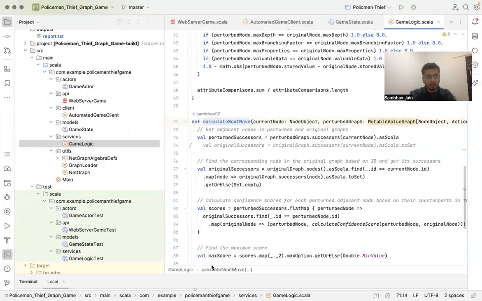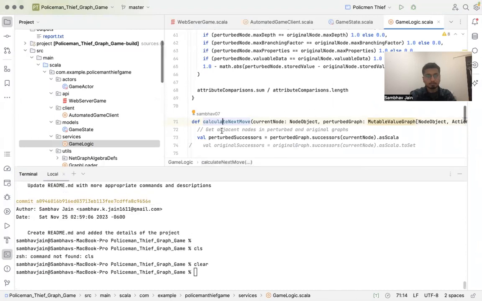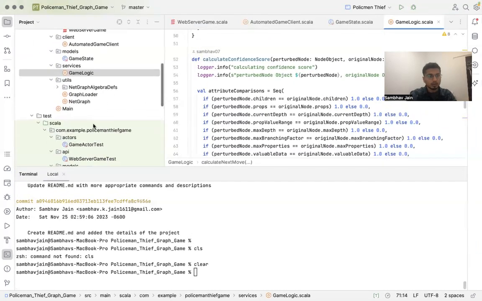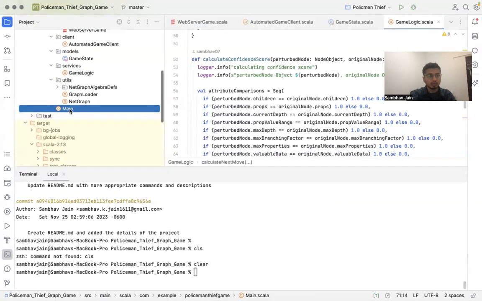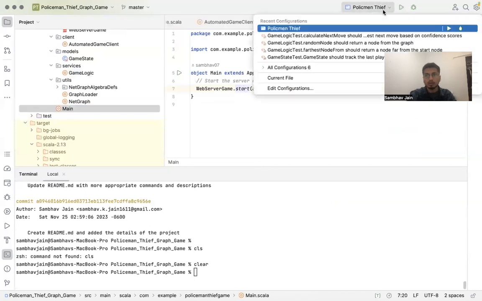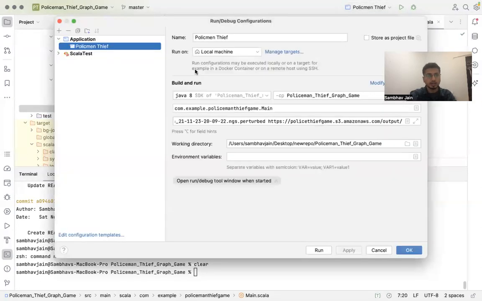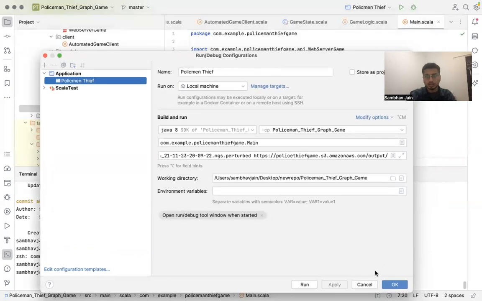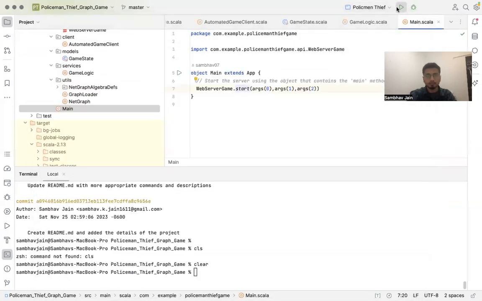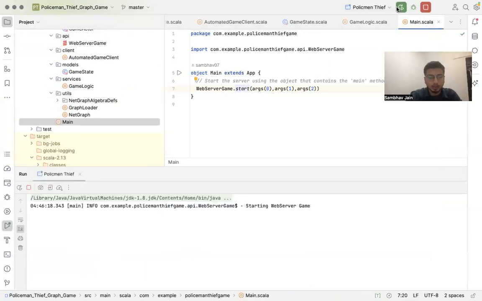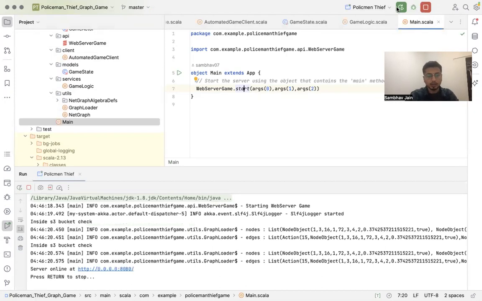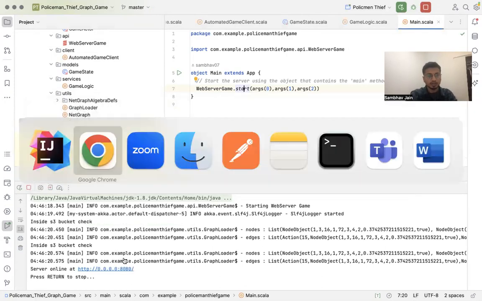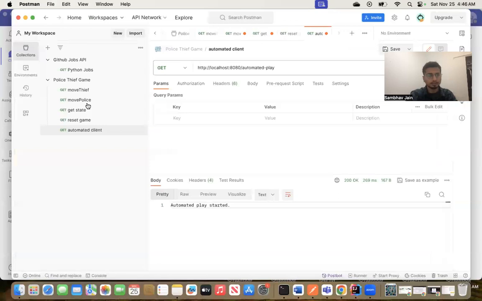So what we can do right now is we can invoke the project. We can invoke this main method, and I have already things in place in my run configurations. So I'll just execute the project so that the server will be up, and then we'll start hitting the endpoint. So our server is up. Let's go to Postman. Let's see what the state is right now.